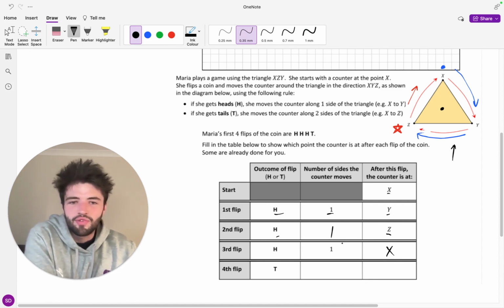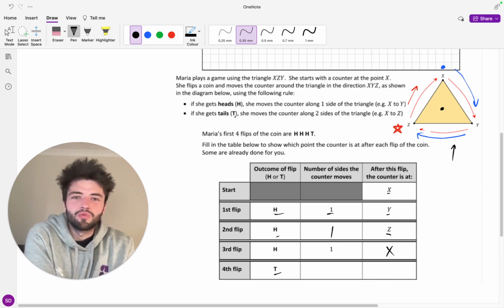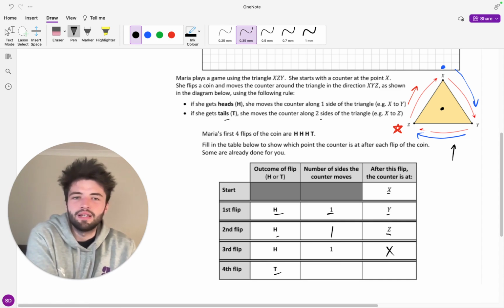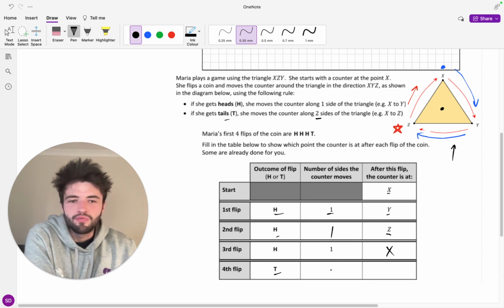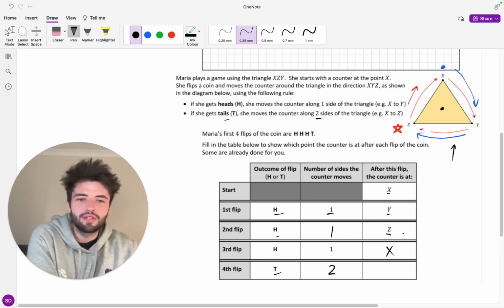And so for our fourth flip, we're told that it's tails, and so we need to be careful now because tails works differently, because tails basically works like 2 heads. So instead of moving along one side, we move along 2 sides. But it is the same direction, which is nice. So we can see that here in the question, but all we need to do is put in 2 for the number of sides that is moved, because we're told that in the question, so that's hopefully easy enough.